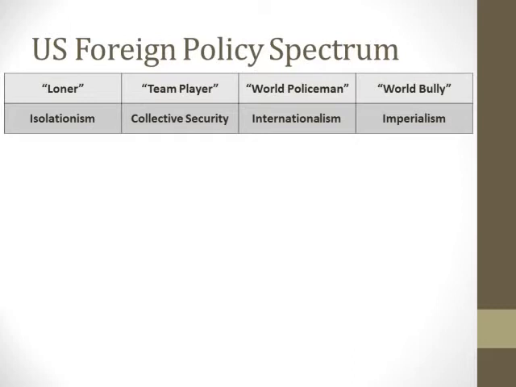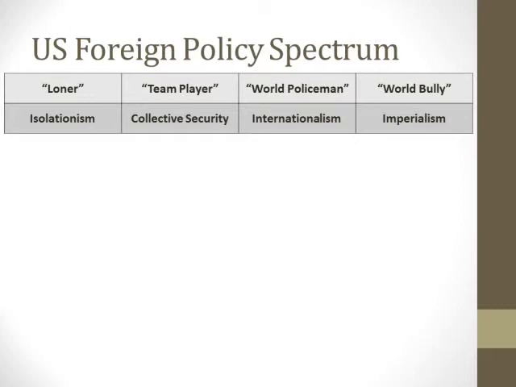In internationalism, that's when America begins to act like a world policeman. This is when we start getting involved and say, hey, that's wrong, that's wrong, that's wrong. Let's go get involved there. Let's get involved there. So we start proactively going around and preventing or stopping things from happening.